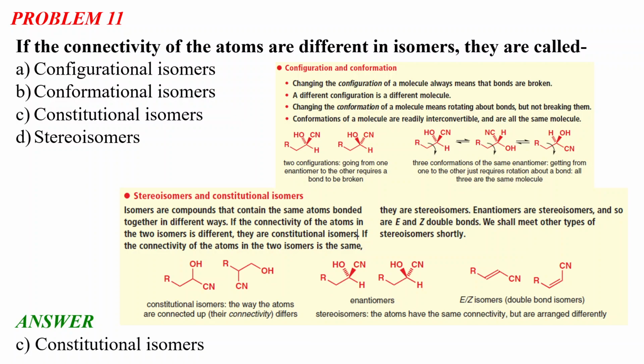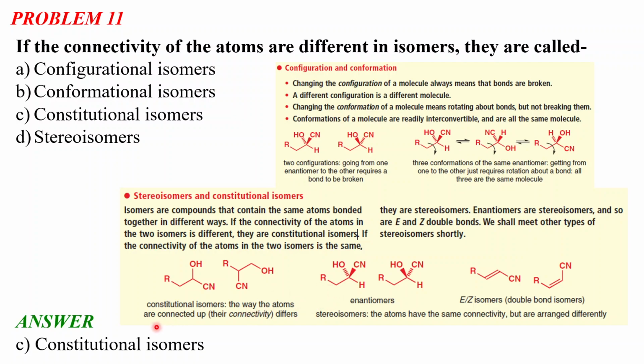Constitutional isomers depend on the connectivity, how the molecules are connected. As you can see in the first structure, there are two carbons with an R group, an OH group, and a CN group. In both molecules the groups are the same, but the bonds are connected differently. This cyano group is connected with this carbon here and this carbon here. Although all the atoms are the same, they are connected in a different way. So these are constitutional isomers.